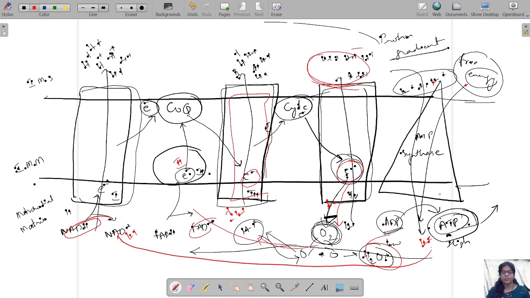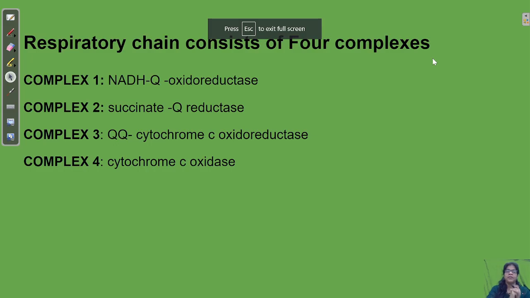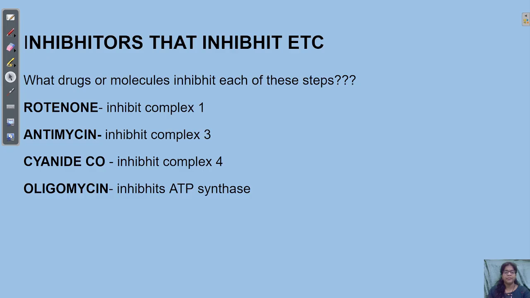Okay, so I hope I am clear with the complexes. In this class, apart from this pathway, I also want to discuss some more things, like questions that may be posed asking what the inhibitors are. There are some antibiotics or drugs which would interrupt the movement of electrons across the membrane, and what are those?